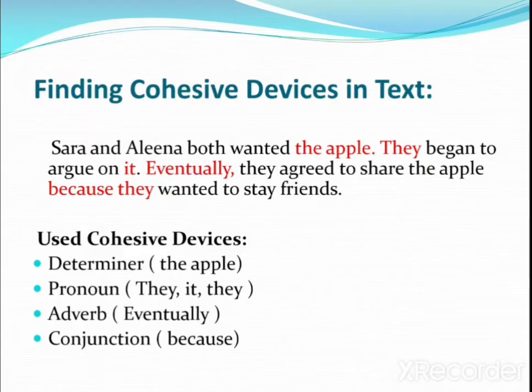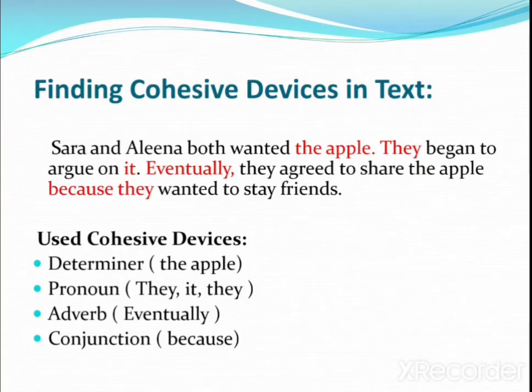Eventually they agreed to share the apple. Eventually is an adverb and it lets us know the mode of action, the mode of the verb that they agreed, telling us about the time, the manner, the action or the reason of the action. Because they wanted to stay friends. Now because is a conjunction and they is again used as a pronoun because we don't want to use the words Sarah and Alina again, so we have used the word they over here.